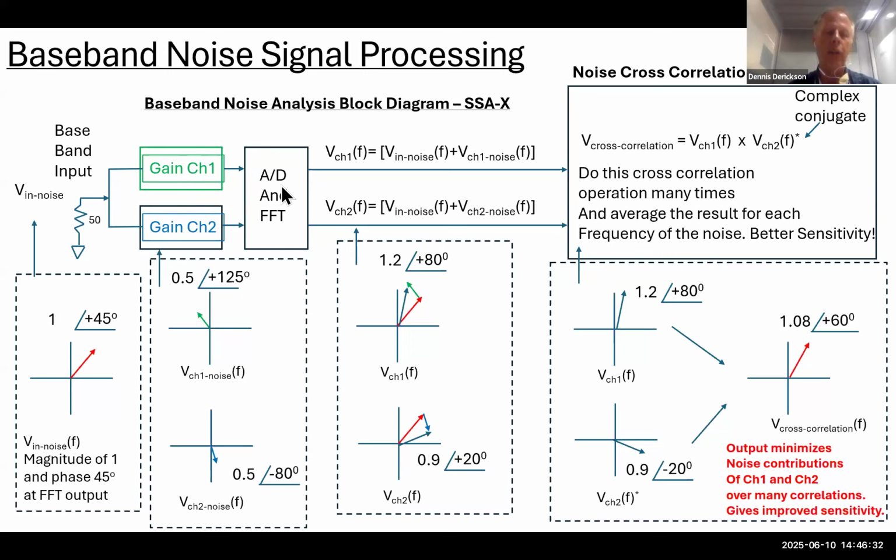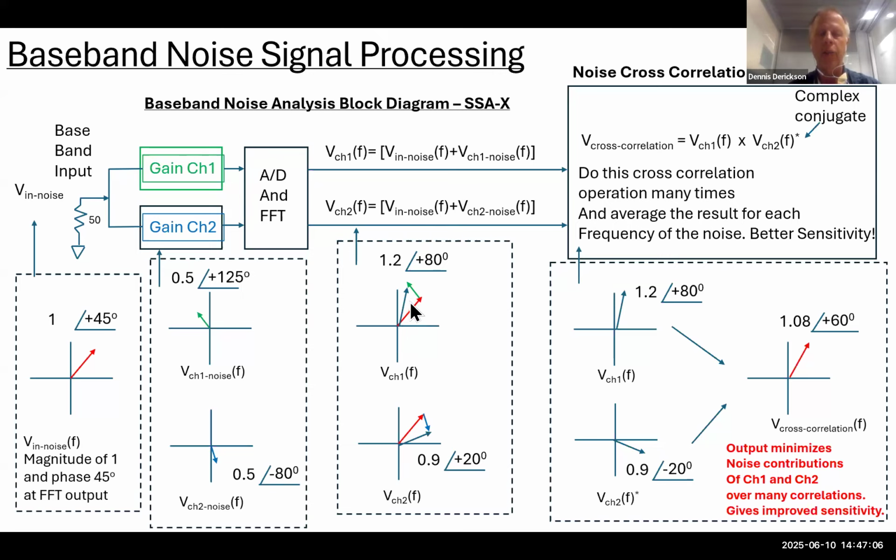generated in these channels, and we go into an analog to digital converter, and we do a fast Fourier transform, FFT, operation on it. And what comes out of that block is we get a channel 1 signal at a particular frequency, which is going to be the input noise right here from the shot noise, plus the noise of this channel 1 amplifier. On this channel, we get the input noise from the shot noise source, plus the channel 2 noise. And here it shows how the input noise and the channel noise add vectorially.